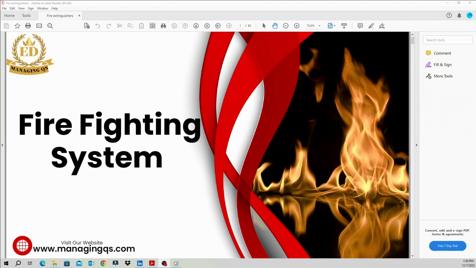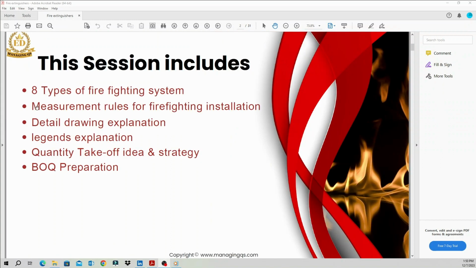Hello guys. So in this session we are going to discuss the firefighting system. This doesn't include some very important topics. So let's discuss something. In this session we are going to discuss 8 types of firefighting systems and scenarios, something like this. Then once we complete the theoretical part, we will move forward to the measurement rules.